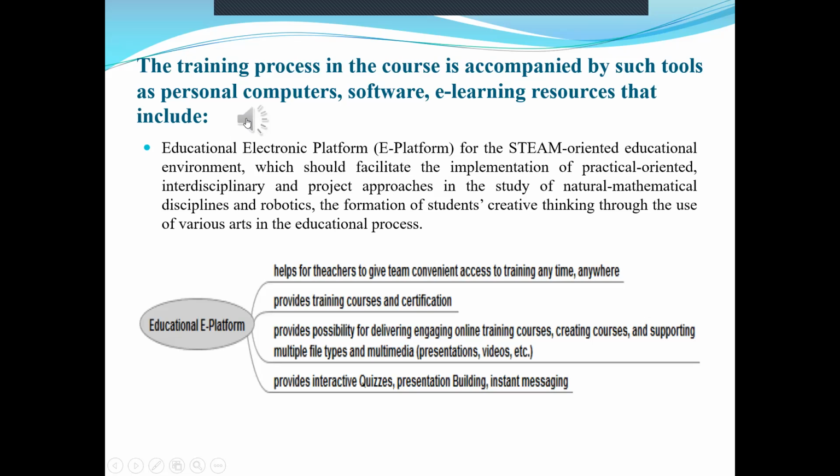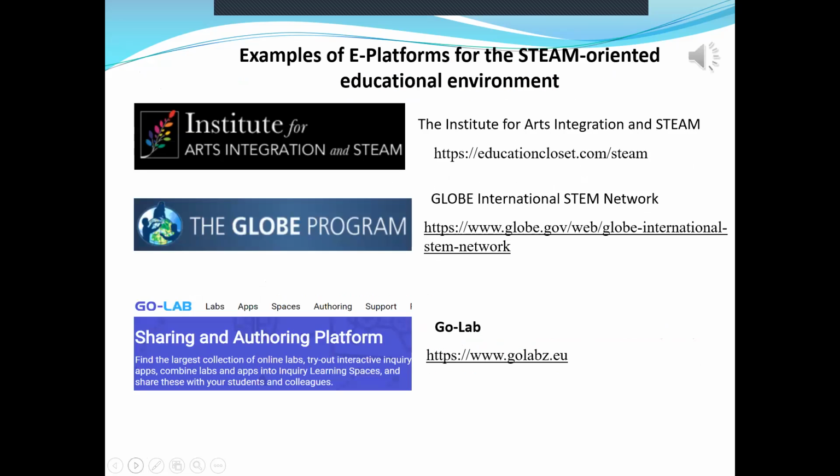The educational electronic platform for the STEAM-oriented educational environment should facilitate the implementation of practical-oriented, interdisciplinary and project approaches in the study of natural and mathematical disciplines and robotics, and the formation of students' creative thinking through the use of various arts in the educational process. Examples of e-platforms for the STEAM-oriented educational environment.